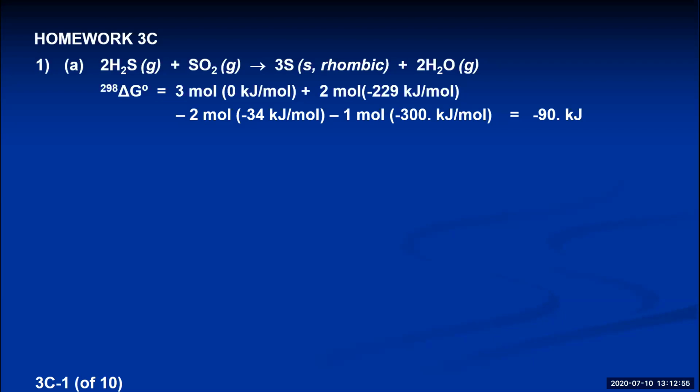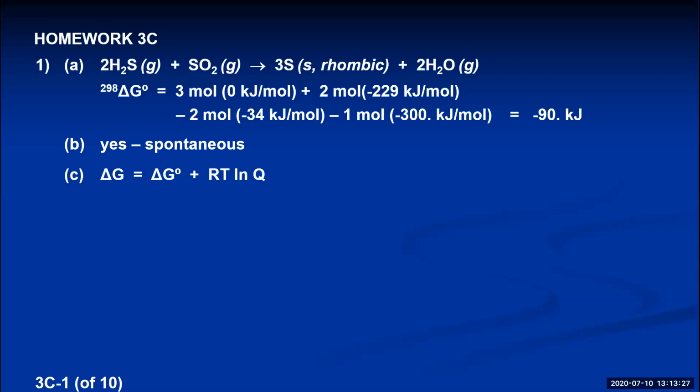B, is the reaction spontaneous under standard conditions? The delta G naught, if it's negative, means the process is spontaneous under standard conditions. C, if the pressures of each of the gases are H2S, 1.0 times 10 to the minus 4th atmospheres, SO2, 1.0 times 10 to the minus 2nd atmospheres, and H2O, 3.0 times 10 to the minus 2nd atmospheres, calculate delta G at 298. So this is a non-standard state reaction.